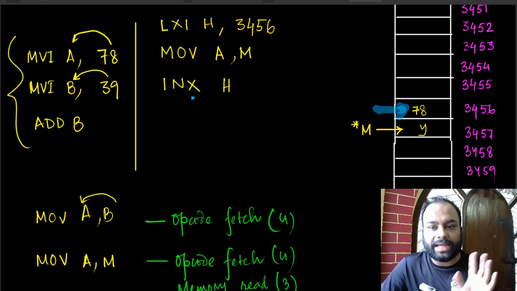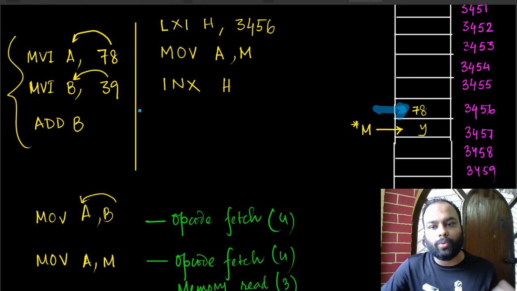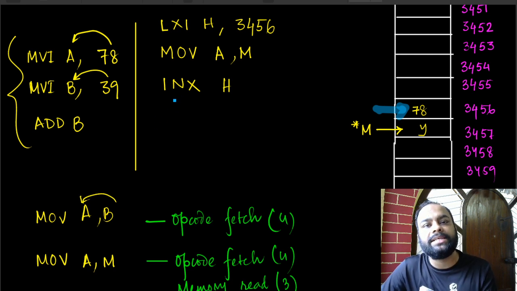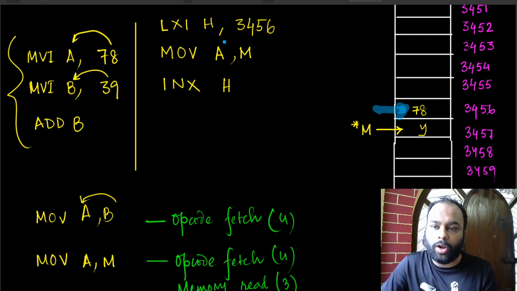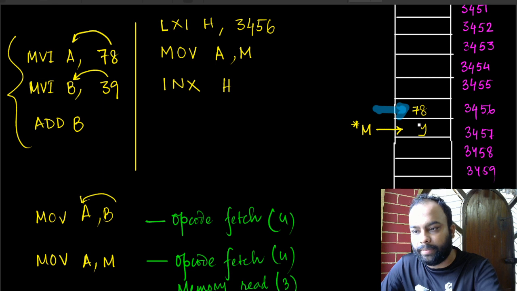We could have done that by writing LXI H, 3457, but that would have been a bad thing to do because we would have wasted many clock cycles on that. Instead, we can do INX H, and INX H does our job here. What was our job? To increment this value by 1 because the next number is stored in the next memory address. So the HL register pair is now containing 3457, and the memory pointer is now pointing to this memory address 3457 where you have this data stored. Maybe this data is 39.